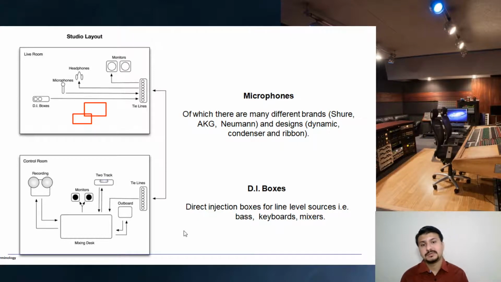Microphone is the first. There are many different brands in the market right now, like Shure, AKG, Neumann, and you can also use Sennheiser. These are a few leading brands, and there is competition. Many rival brands are also there, many cheap brands, and many Chinese brands. People buy these mics as per their requirement, budget, and convenience.